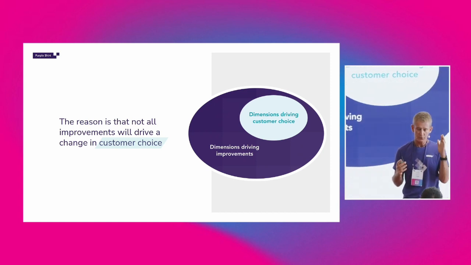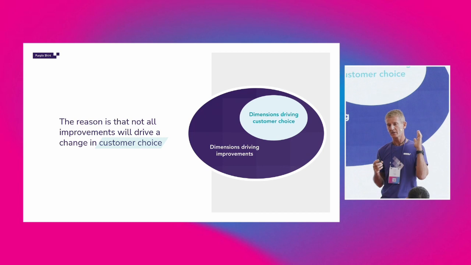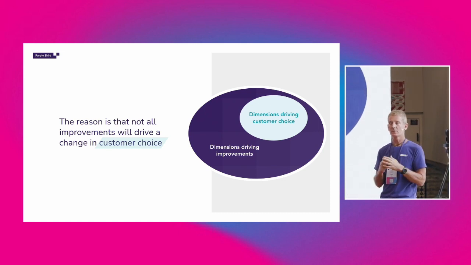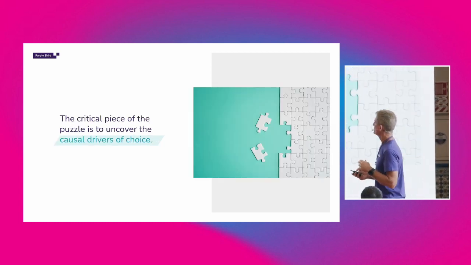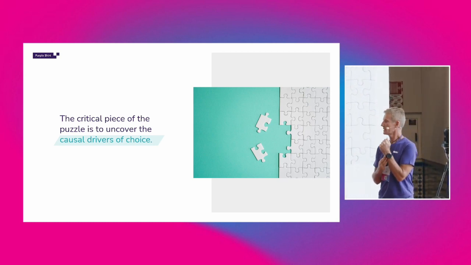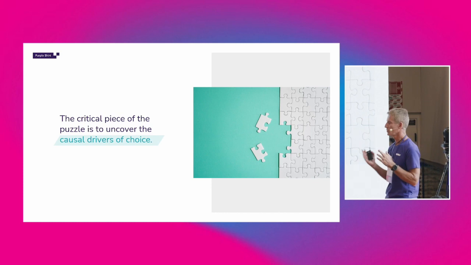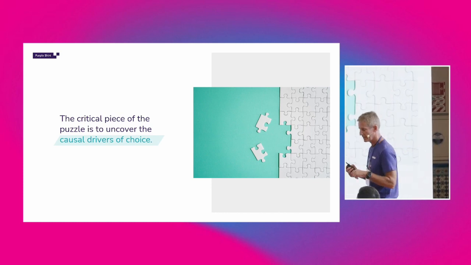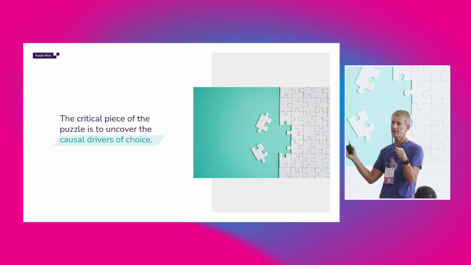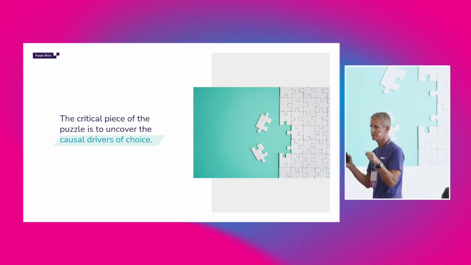And so you've improved it on dimensions that are not driving choice. And that is the essence and the biggest sort of foundational problem that this whole community, in terms of doing research and design for something new, has to solve. And the critical piece of this puzzle is to uncover what I would call the causal drivers of choice. And what I mean by that is, what actually causes somebody to choose product A over B? What causes them to do it?